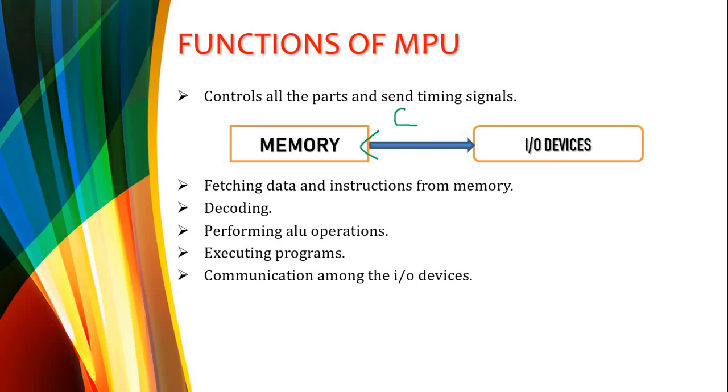What will this memory do? It will encode the signals. Okay, what will this memory do? It will encode the data and send it to the processor. Once the data are encoded, what will this CPU do?